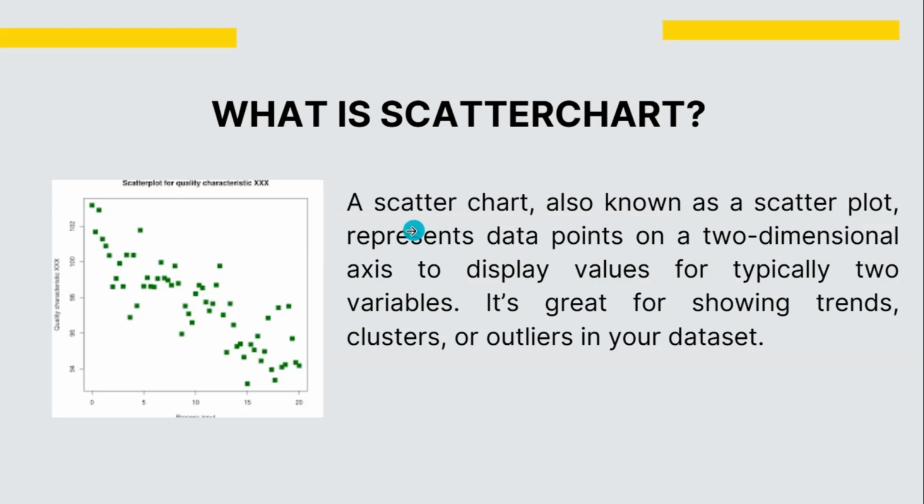What is a scatter chart? A scatter chart, also known as a scatter plot, represents data points, as you can see on the image, on a two-dimensional axis. Like here is your x-axis and y-axis, while displaying values for typically two variables. It's great for showing trends, clusters, or outliers in your data set.